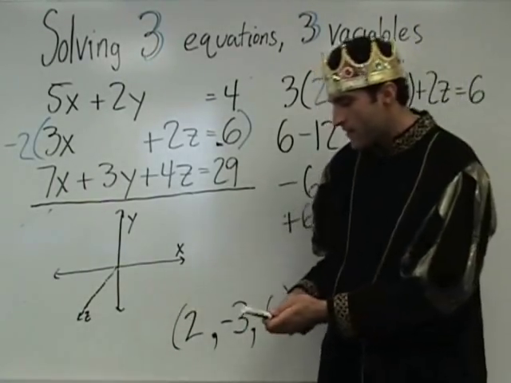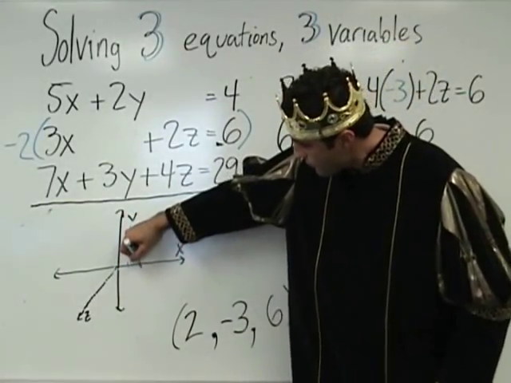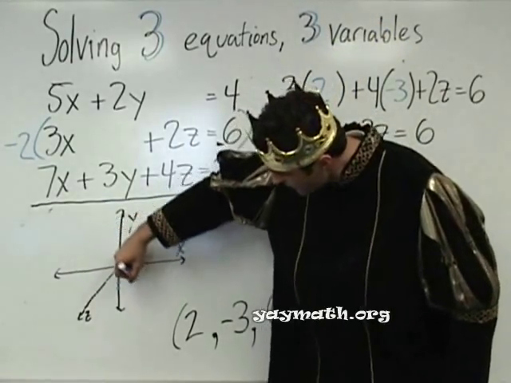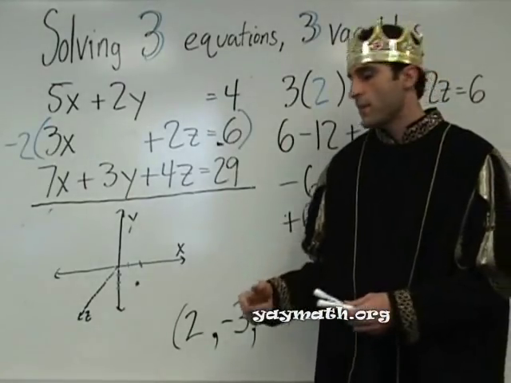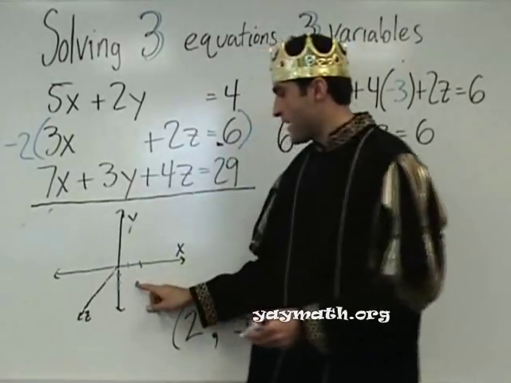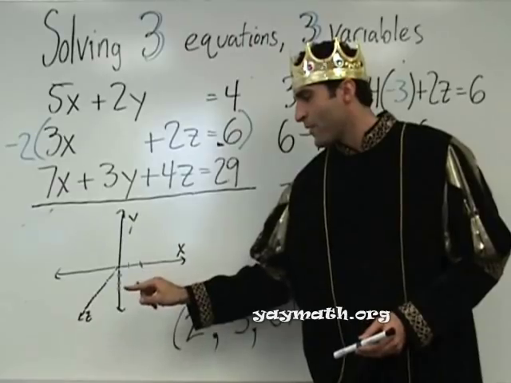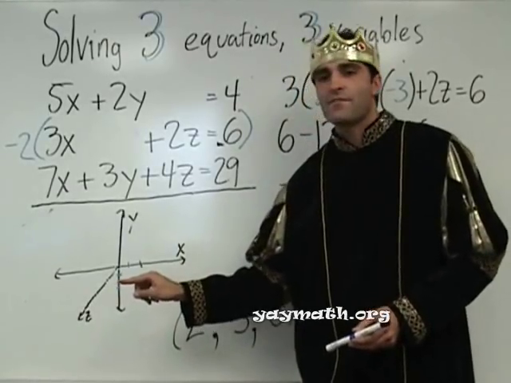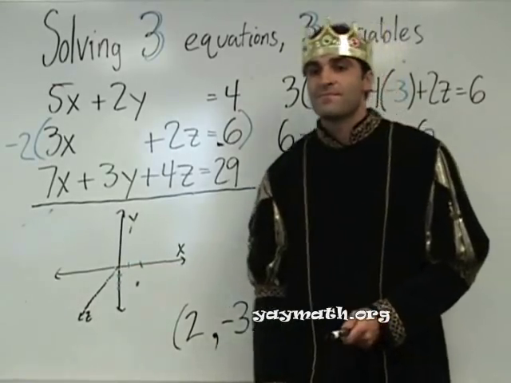Meaning 2 for x. Check this out. This will be a preview for your next math class next year. 2 for x, -3 down here, and 6 units off the board. 6 units off the board means 1, 2, 3, 4, 5, 6. This is the point 2, -3, 6. Right here with the fingers.